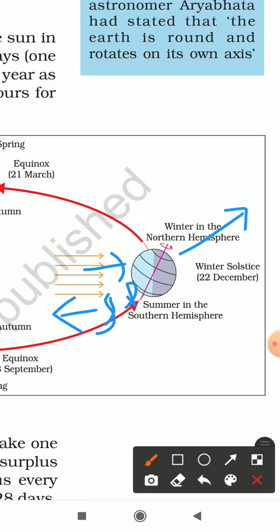Therefore, it is summer in the southern hemisphere with longer days and shorter nights. And the opposite thing is happening in the northern hemisphere. That is, in the northern hemisphere, the nights are longer and days are short. This position of the Earth is called the winter solstice. So, the date of 22 December is called winter solstice, which has the longest night and the shortest day.